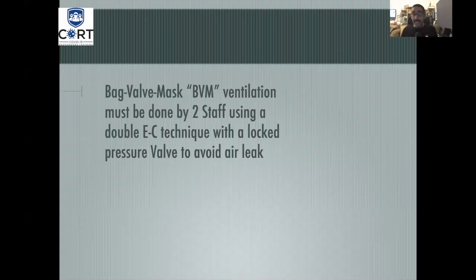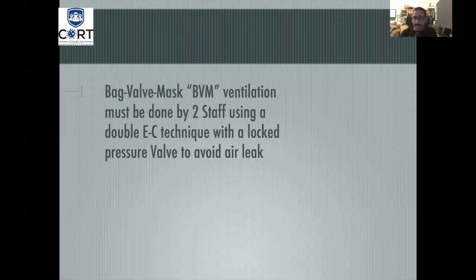Is LMA as good as an ET tube? Thank you so much. LMA is great. It is recommended by the AHA now in COVID. I will mention what LMA is for students who don't know. It's a laryngeal mask airway, a supraglottic device, which is a tube that goes in and sits above the larynx, not inside the vocal cords like the ET tube. So it does offer some seal, but it's not as good as an ET tube.